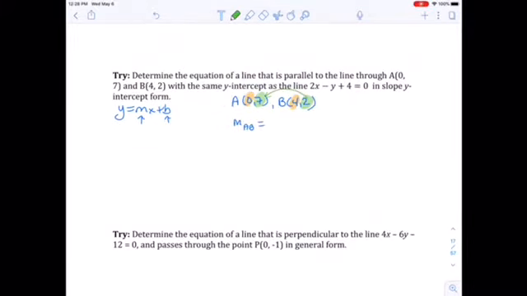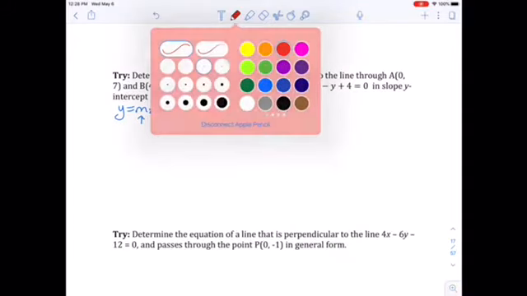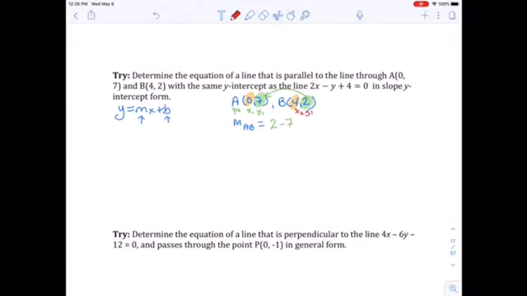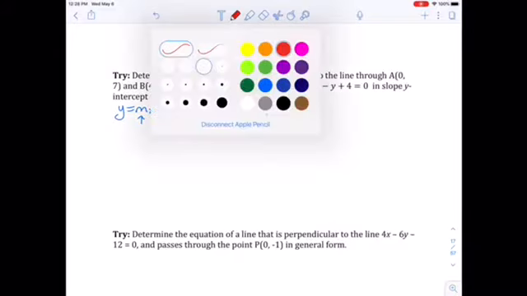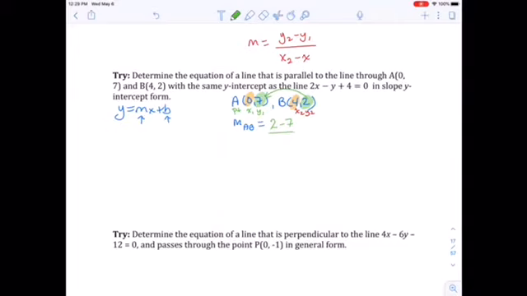So I've got 2 minus 7. Of course, this is my point 1. So this is x1, y1, and this one over here I'm calling x2, y2. Our slope formula, just to remind us, is y2 minus y1, the change in the vertical rise, over the change in the horizontal run. So 2 minus 7 all over, I'm going to be really careful with my order, 4 minus 0.